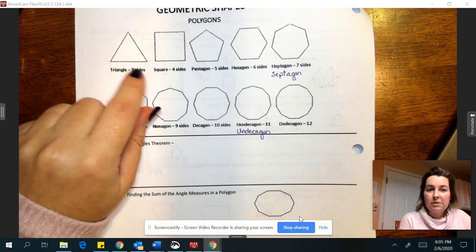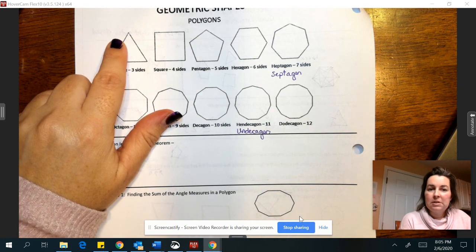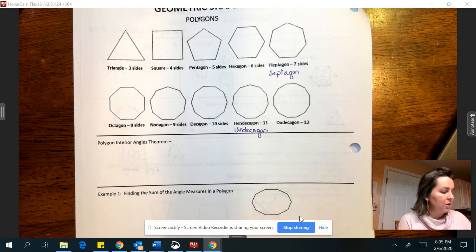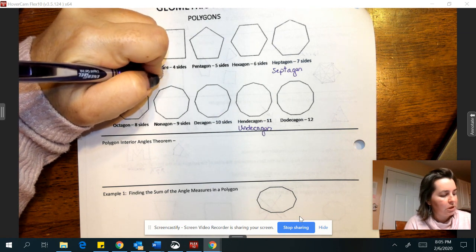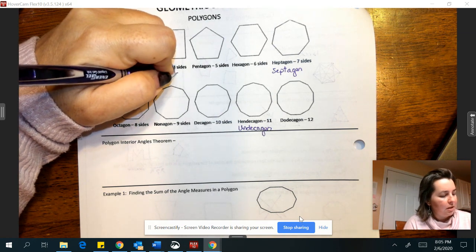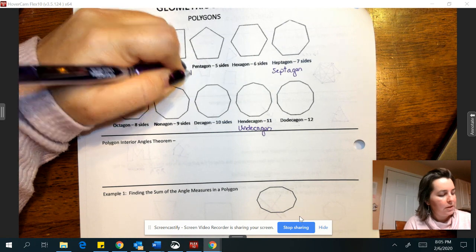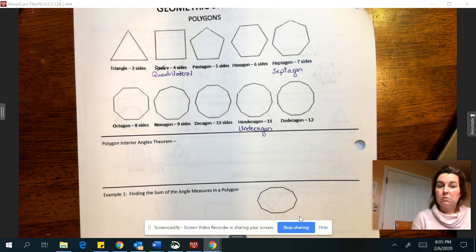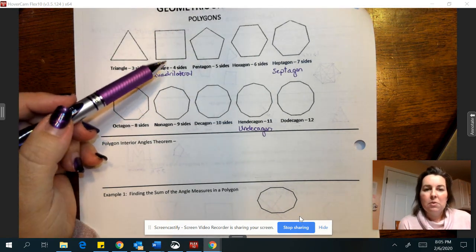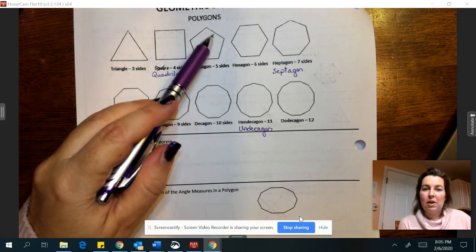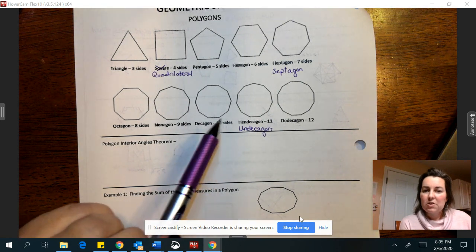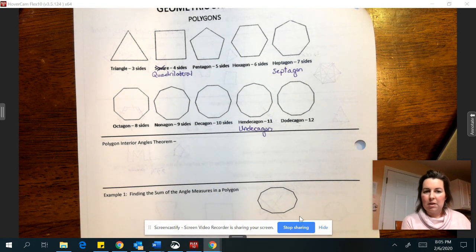So a triangle has 3 sides. It also has 3 angles on the inside. A square, which, now that I'm looking at this, should not say square, it should say quadrilateral. Please change that. Something with 4 sides is called a quadrilateral. Sometimes it's a square, but not always. Okay, so a quadrilateral has 4 angles and 4 sides. The pentagon has 5 angles and 5 sides. So the number of sides is the same as the number of angles.